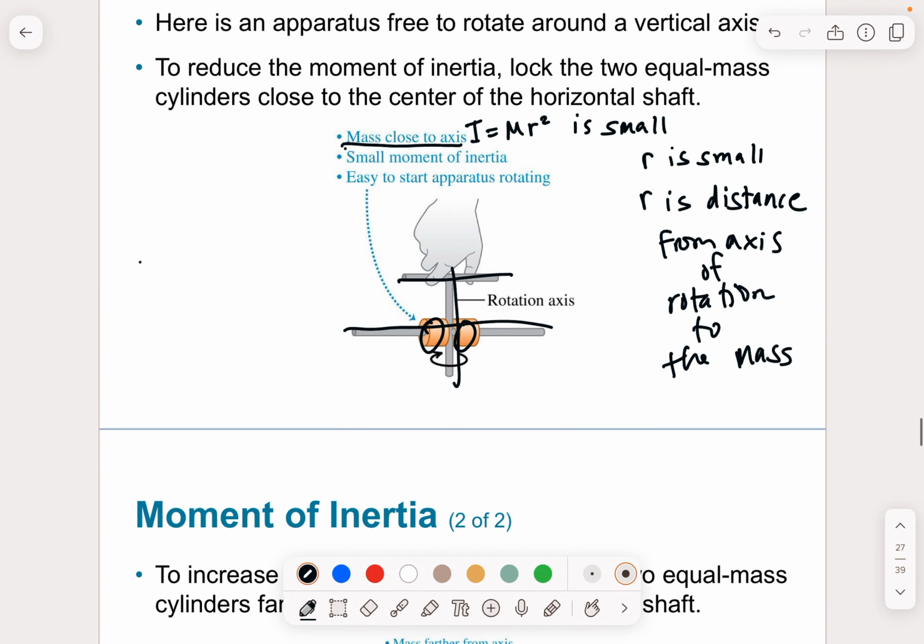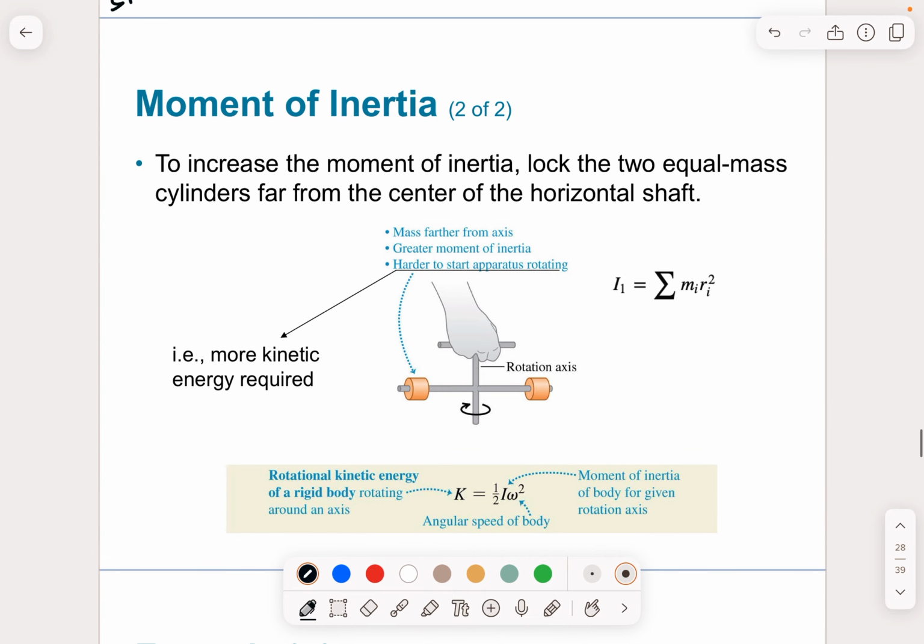And if your I is small, well, then your K is small, right? Now, what if I push those masses out? Well, now my I is going to be big, because R is big and R is being squared, right? So that must mean that K is going to be big. And if K is big, that means that it's going to be harder to start the object to rotate, right?